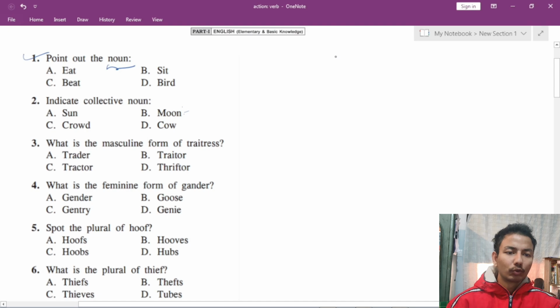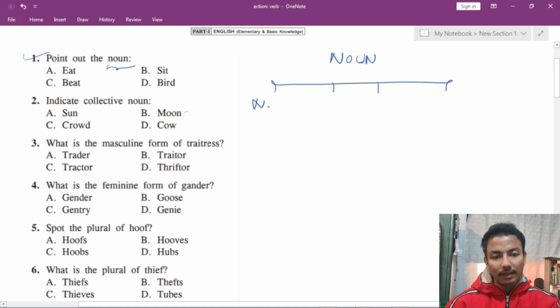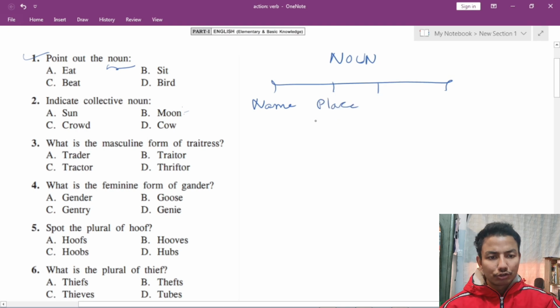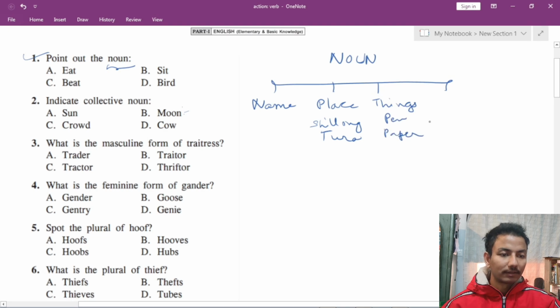Point out the noun. So let me tell you something about a noun. A noun can basically be four things. The first thing is a name. A name can be the name of a person or the name of an animal. So remember, it is a name. Second thing is a place, like Shillong, Tura. These are all nouns. Next is things, and by things here I mean non-living things like pen, paper, etc.